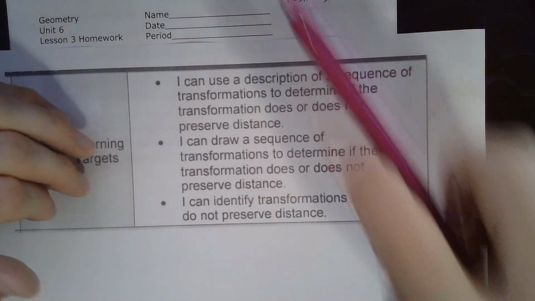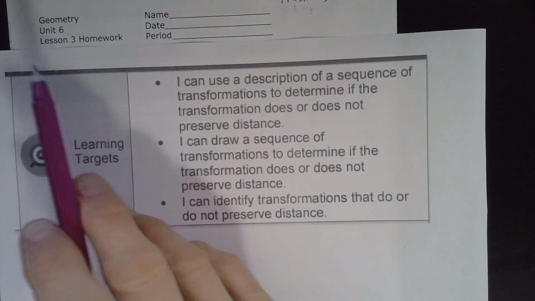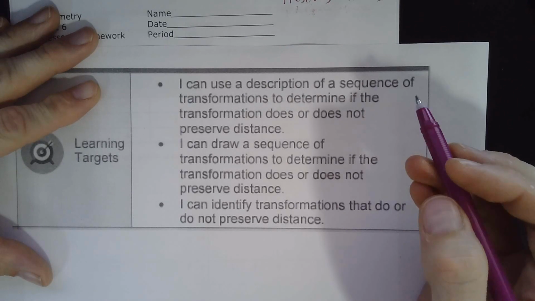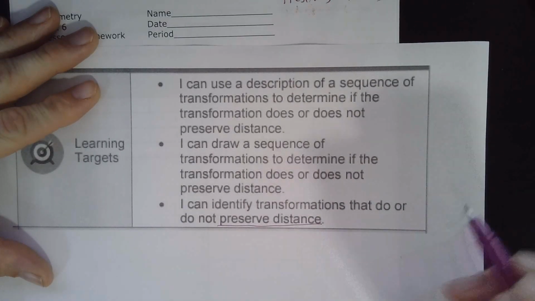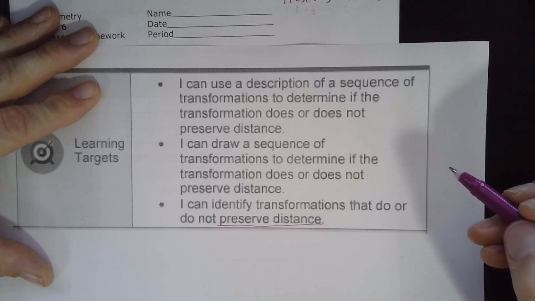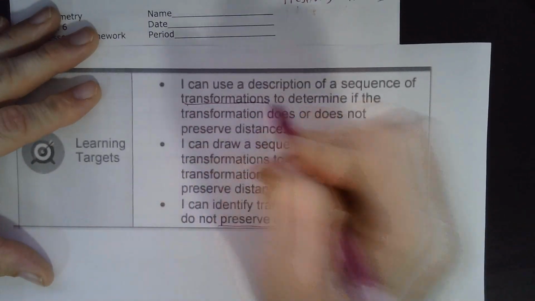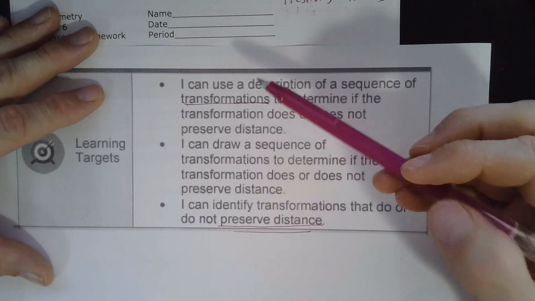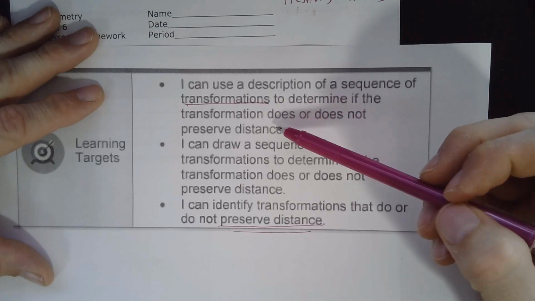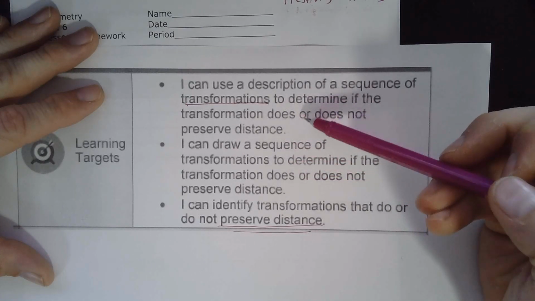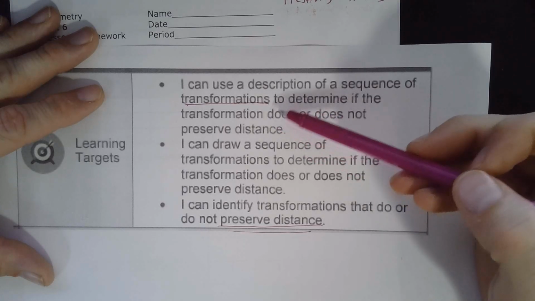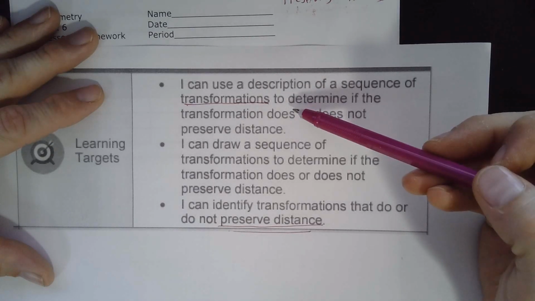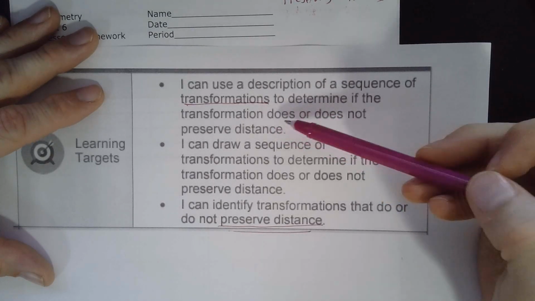Okay, everybody. So we are on section 3 of Unit 6, and this is all about preserving distances. Okay, and we're talking just specifically about transformations that preserve distances. Right. So from this, you should be able to describe a sequence of transformations and be able to determine if or not the distance between any two points on those objects was maintained. The distance was preserved. Right.